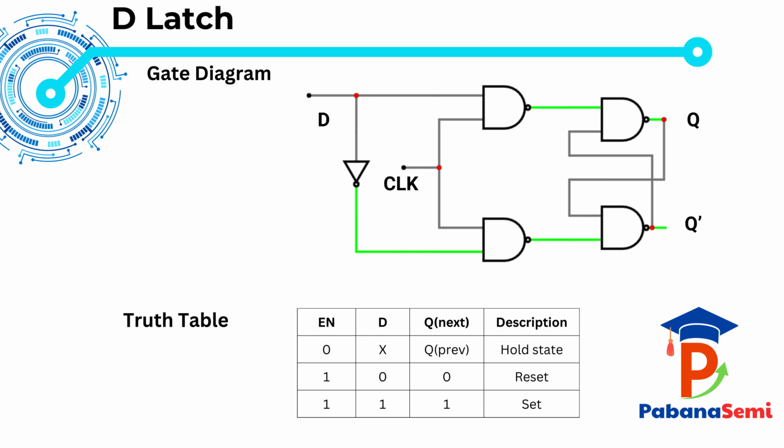Now confirm this with the truth table. When EN is 0, D can be anything, and Q next equals the previous Q. This is the hold state. When EN is 1 and D is 0, Q next becomes 0. That is reset. When EN is 1 and D is 1, Q next becomes 1. That is set. So remember, enable low means hold. Enable high means Q follows D. That is the D latch operation.